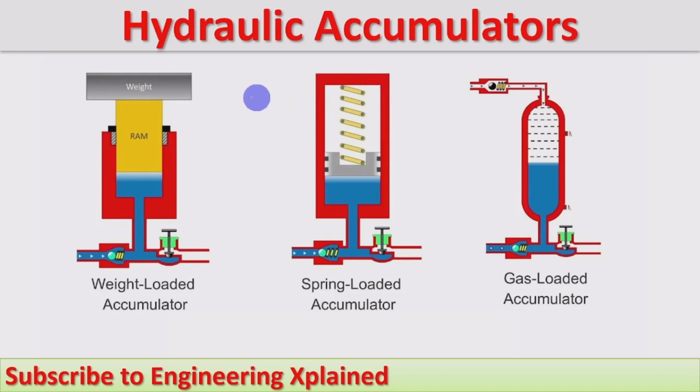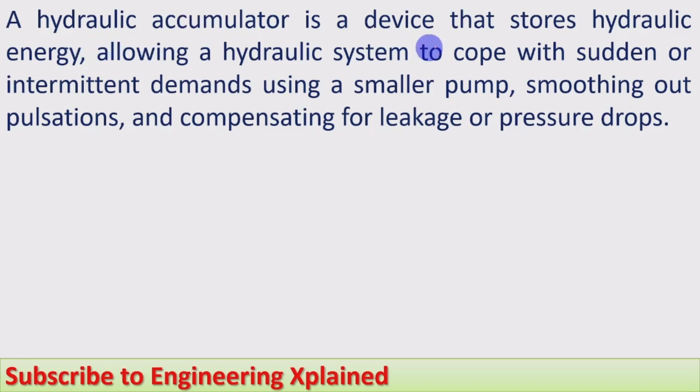In this session, I am going to discuss what hydraulic accumulators are, how accumulators are classified, and how they work. Later, I will cover the advantages, disadvantages and applications of hydraulic accumulators. A hydraulic accumulator is a device that stores hydraulic energy, allowing a hydraulic system to cope with sudden or intermittent demands using a smaller pump. It smooths out pulsations and compensates for leakage or pressure drops.